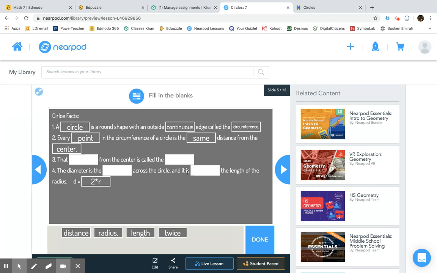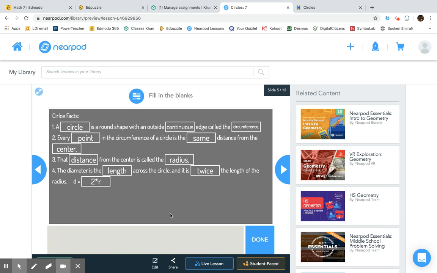So let's look at this next blank, and it is blank the length of the radius, twice. I'm guessing the blank that goes in here is length, since I used the word length here. Oh no. So that distance from the center is called the radius, okay? And the length across the circle.